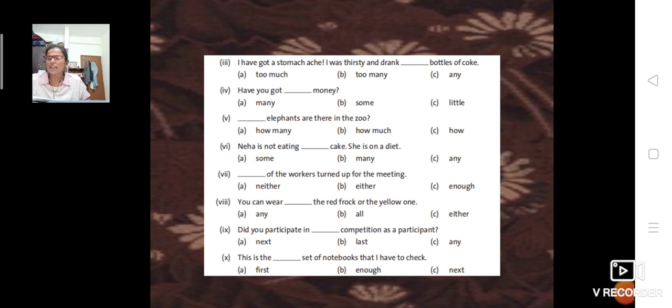How many elephants are there in the zoo? Much we can't use because elephants we can count. How many elephants are there in the zoo? Neha is not eating any cake. She is on a diet. Okay. Neither of the workers turned up for the meeting. You can wear either the red frock or the yellow one. Either is always used to give a choice, children. Okay, either the red frock or the yellow one. Did you participate in any competition as a participant? This is the first set of textbook notebooks that I have to check.